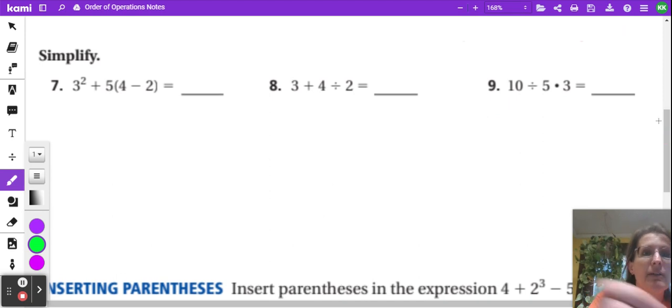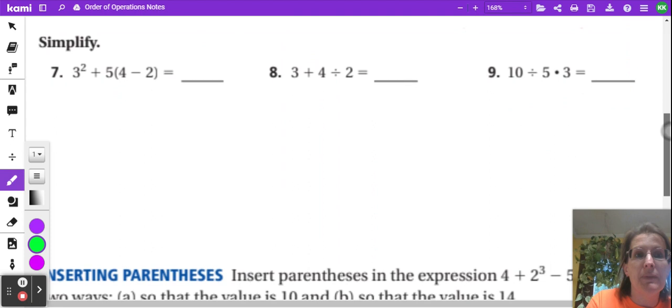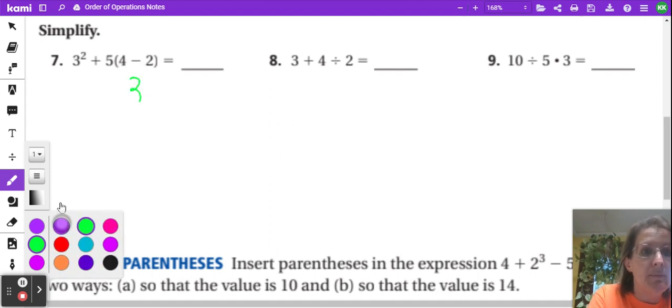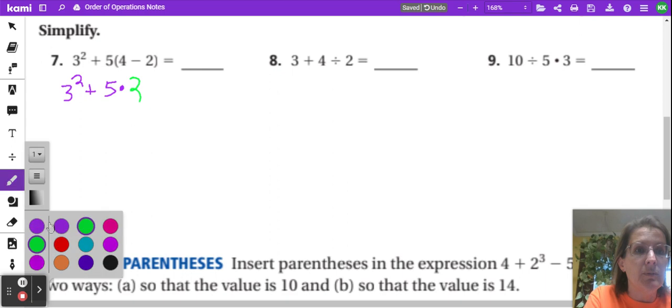So our first example here, if you need to, you can always keep referring back up here to PEMDAS. But we always look for parentheses first. There is a parentheses, so 4 minus 2, we'll get 2. And then I copy down the rest of the question, 3 squared plus 5. And now this is another thing that 7th graders forget sometimes. When you have a number right beside parentheses, that always means multiplication. So now we have 3 squared plus 5 times 2.